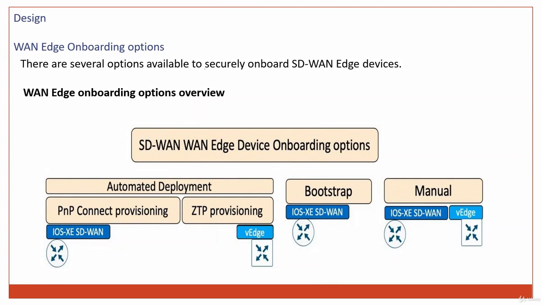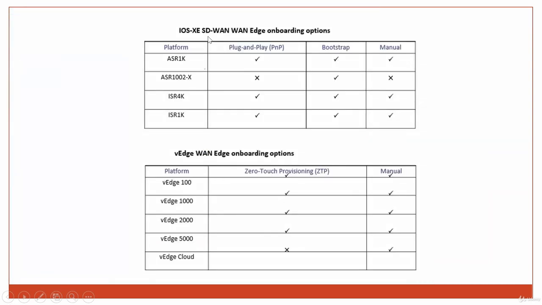Now we have the deployment model. What type of deployment do we want? We want automated. So for Cisco IOS XE, we have PNP. For Viptela devices, we have ZTP. If you are going to use some sort of bootstrap configuration, for that we have IOS XE. If you want manual configuration, where you are doing the configuration manually, you have the support for both IOS XE and edge devices. Okay, so this is actually important, and again we have one chart here.